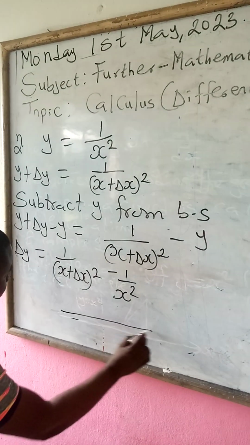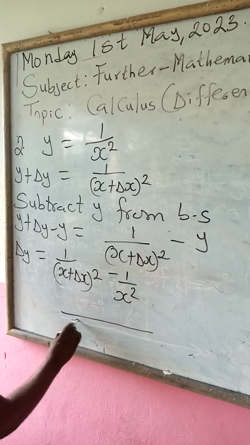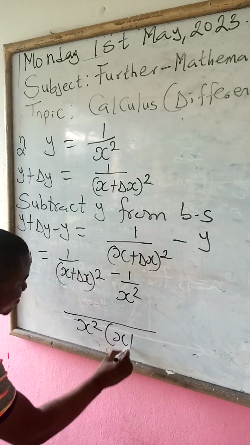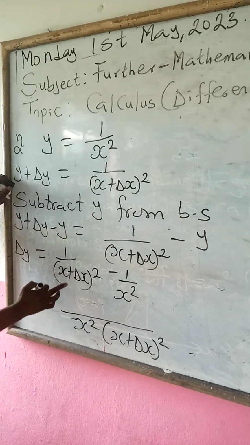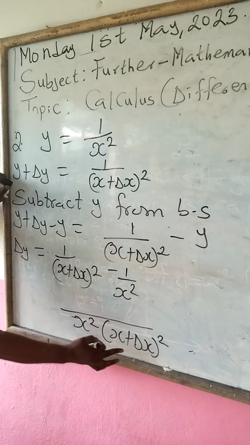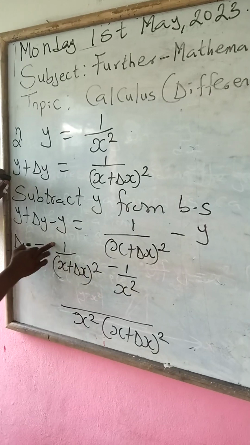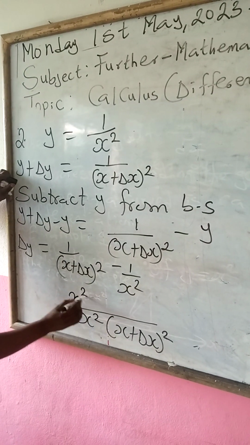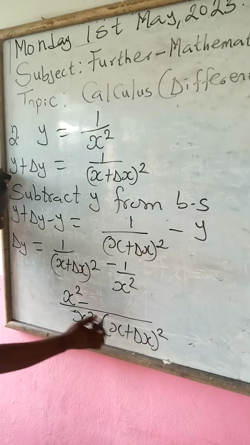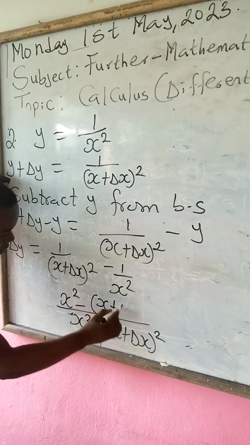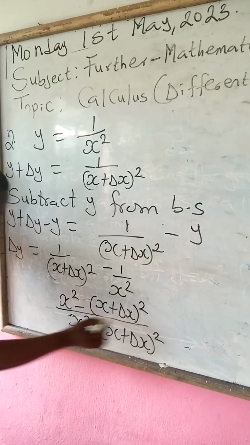Let's break it down. So it's going to be x squared over x squared times (x plus change in x) squared. I've not changed the question. We just want to simplify. The (x plus change in x) squared, if you cancel this one, it will be left with this one. Times 1 will still be x squared. I believe that one is clear. We have minus, x squared cancels x squared, so we are left with this. You open (x plus change in x) squared. I believe it's clear.